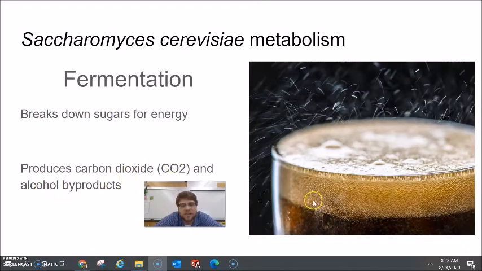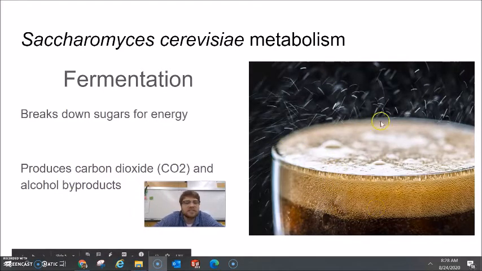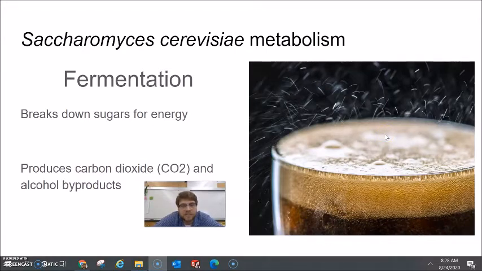So when you think of carbon dioxide, if you drink a fizzy drink like soda, all those little bubbles that are popping and fizzing out of your soda, that's carbon dioxide gas. Yeast produces that as a byproduct. And we do the same thing. If you breathe, you're breathing out carbon dioxide. Carbon dioxide is a byproduct of pretty much all life. When life is breaking down sugars and food for energy, carbon dioxide is a byproduct of it.